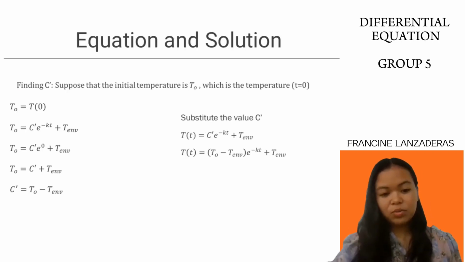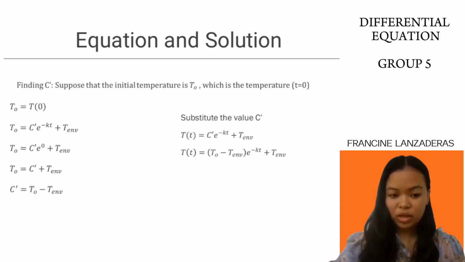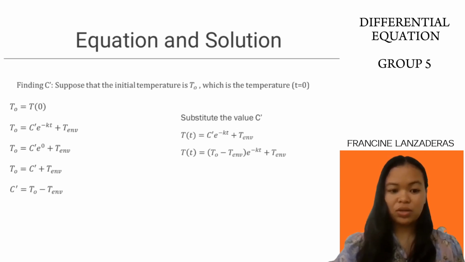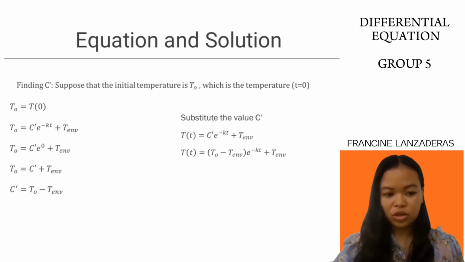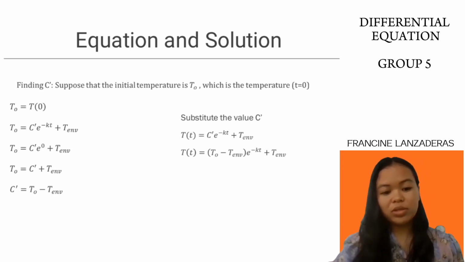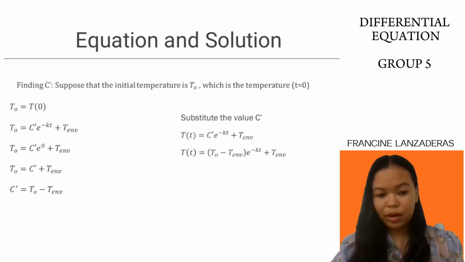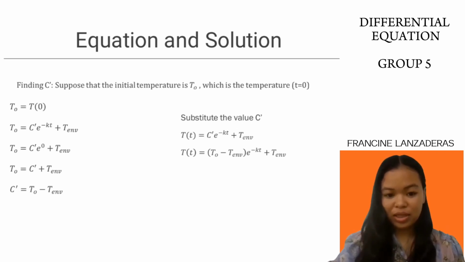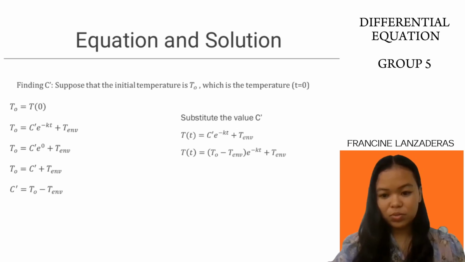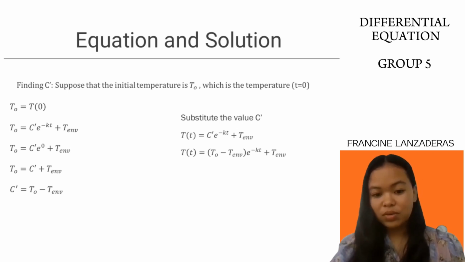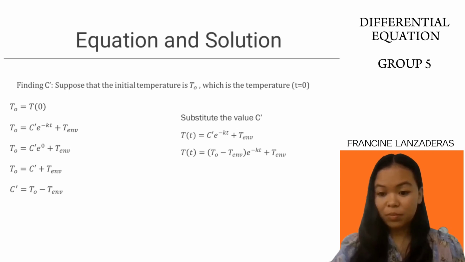Finding C prime. Suppose that the initial temperature is T0, which is the temperature at time t equals 0. So T0 is equal to C prime e raised to negative k times 0 plus the ambient temperature. So we get that C prime is equal to initial temperature minus ambient temperature. Substituting the value of C prime from the earlier equation, we get that T of time is equal to the quantity of T0 minus the ambient temperature times e raised to negative kt plus the ambient temperature.